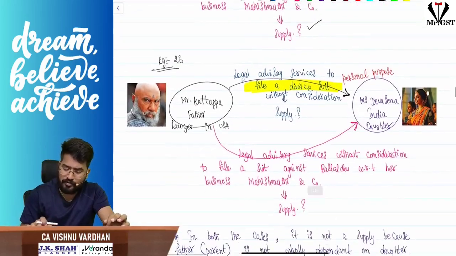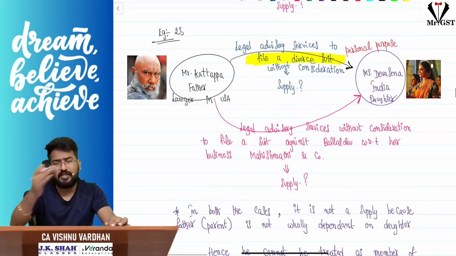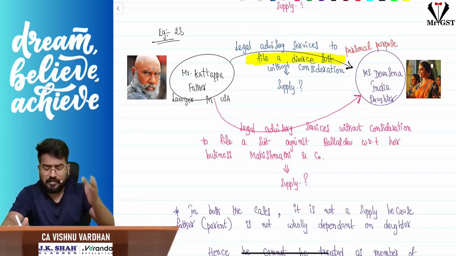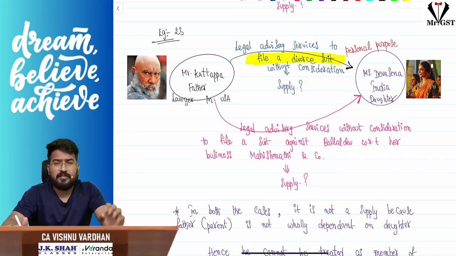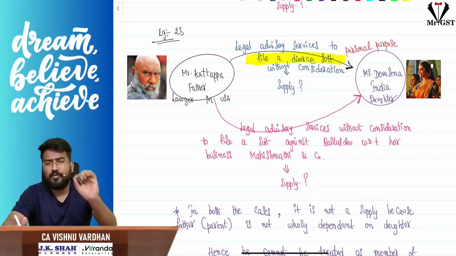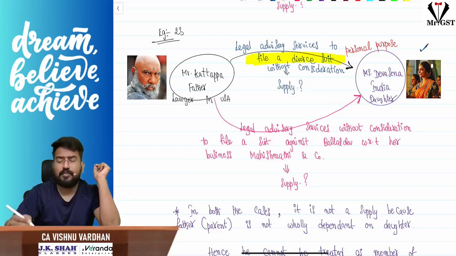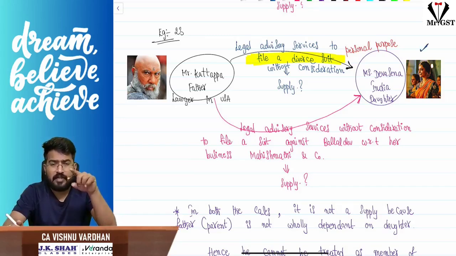Same story here, if you see again with respect to Mr. Kattappa, same story, I'm just changing the character. Mr. Kattappa, father of Devasena, is in USA, he's a lawyer. Now please understand, both the cases, personal purpose and business purpose, it will not be supply, because you should see whether Kattappa is a related person to Devasena or not. Kattappa is the father of Devasena.